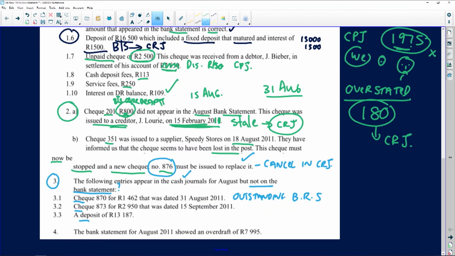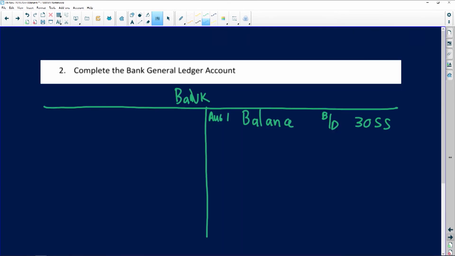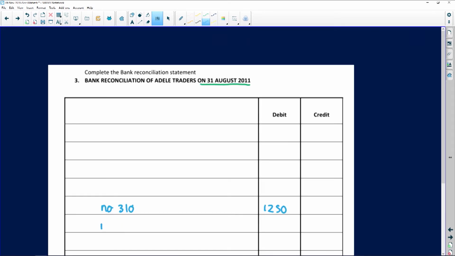Right, so I've got check 870 for 1,462, check number 873 for 2,950. So let's enter that in as well into our bank recon statement. So I've got check number 870, and this was for 1,462. And then I've also got check number 873, and this was for 2,950. Right, and these are outstanding checks. Okay, that is sorted.